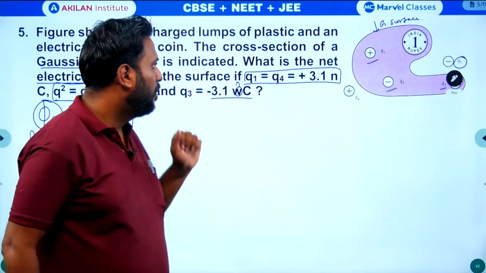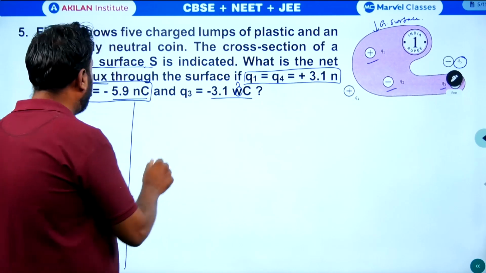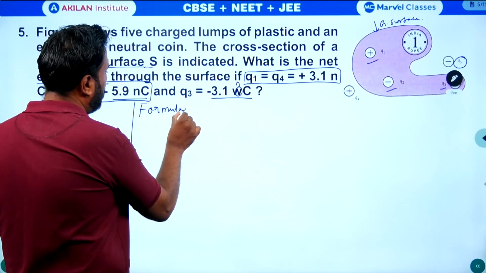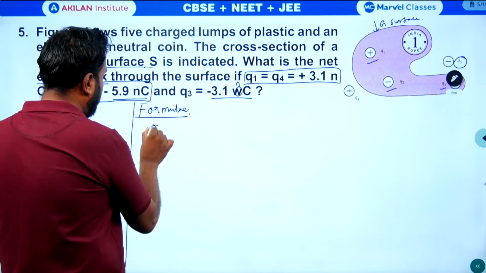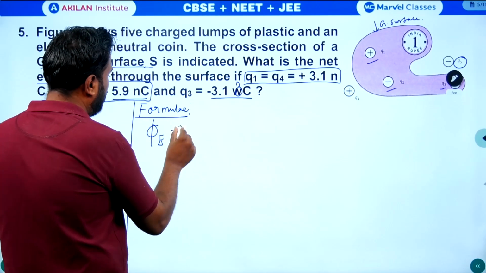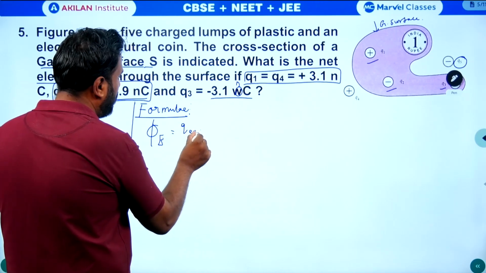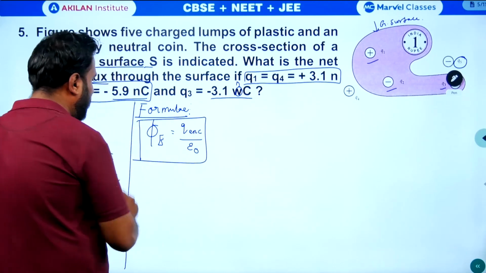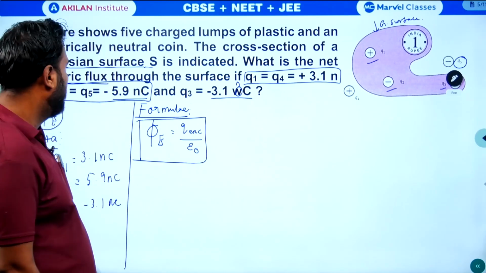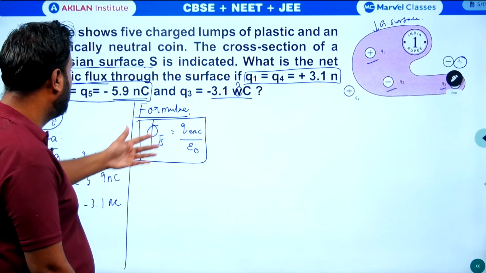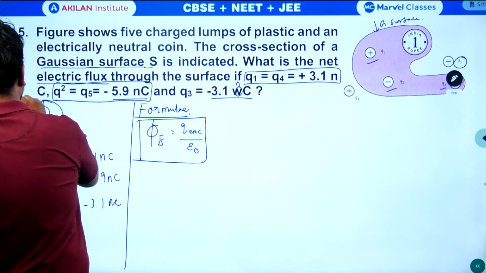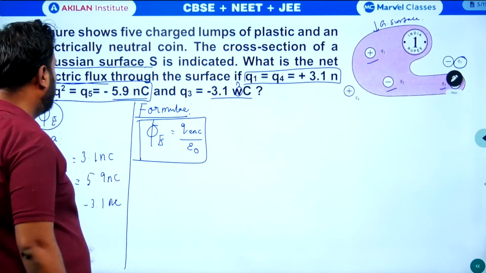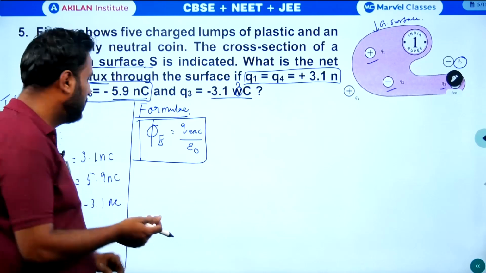So which formula is suitable here? What is the formula for this problem? Phi E is equal to Q enclosed by epsilon naught. This is the formula. So the data we are writing here: to find is the electric flux. This is the formula. Now you can go for the solution.